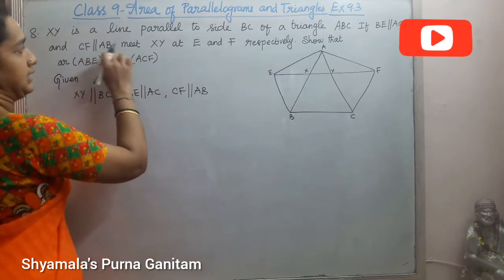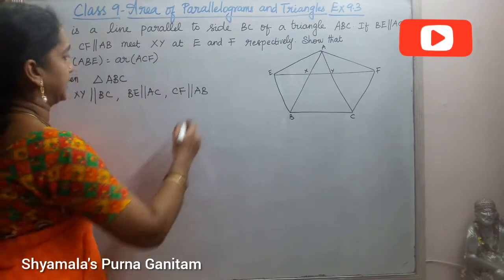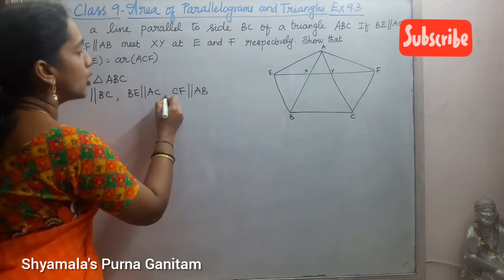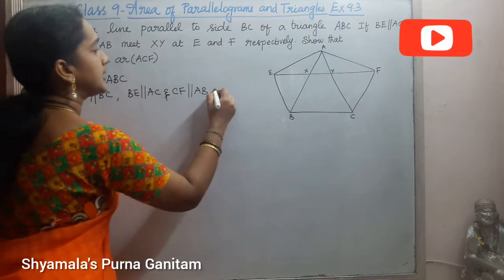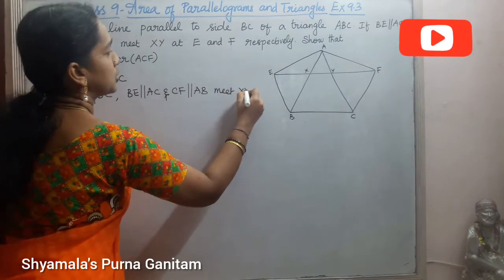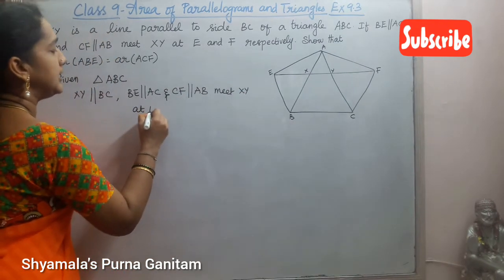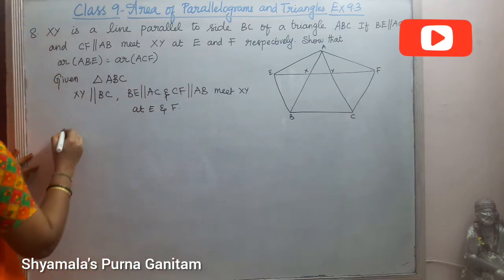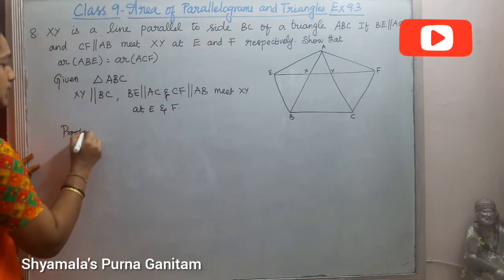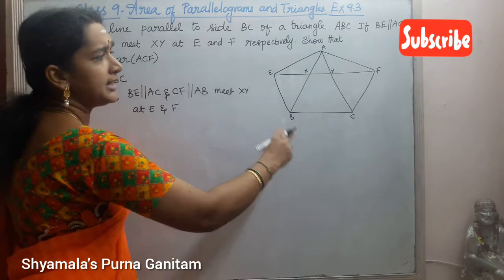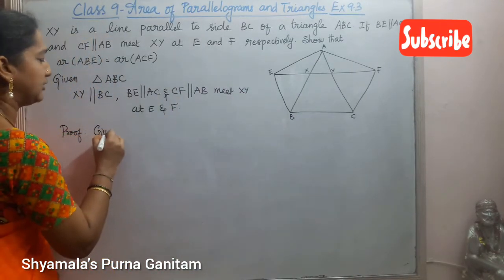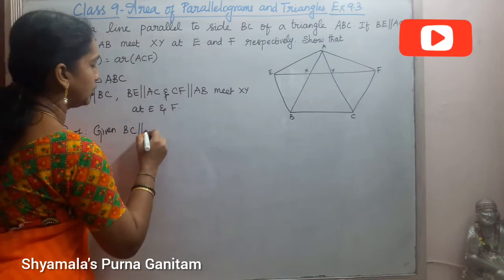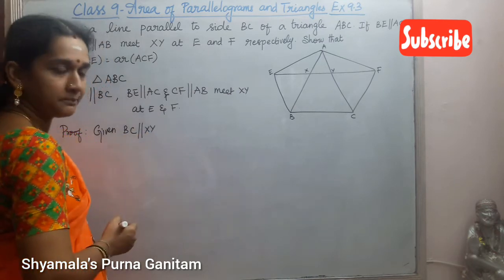Okay, they meet XY at, they meet CF parallel to AB. So both these, this and this, meet XY at E and F. Okay, so now the proof. The proof is: BC is parallel to XY, that is given.